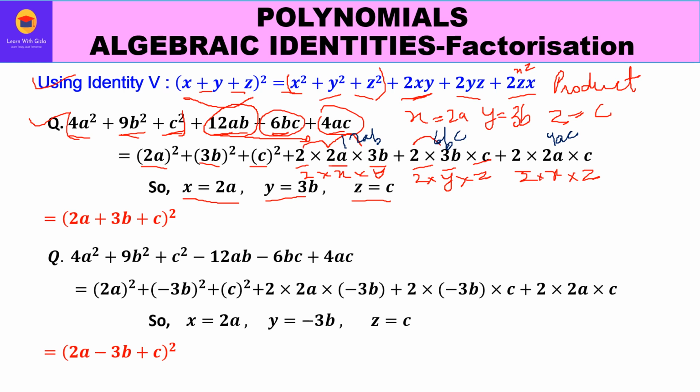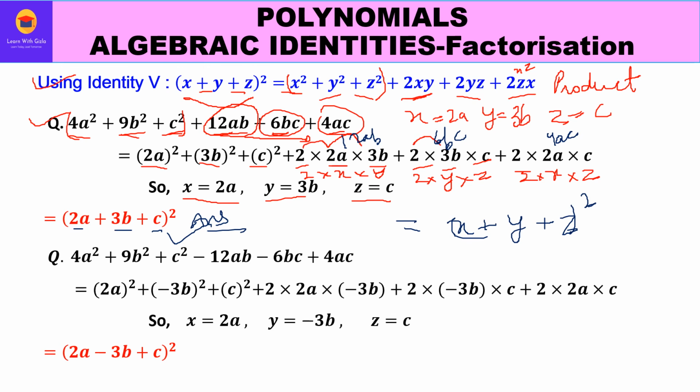Now the identity says whenever you identify your x, y, and z, then your factors are x plus y plus z whole square. Now put them in the identity. x is 2a, y is 3b, z is c, and whole square. So this is your answer, right? So the two factors are 2a plus 3b plus c into 2a plus 3b plus c, or you can just write it as whole square, right?